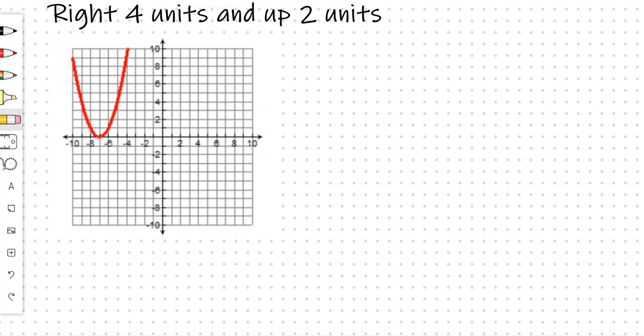So this time what we're going to do is translate this quadratic function 4 units right and then 2 units up. But when we are done, we're going to answer 4 questions. So let's get started moving it.